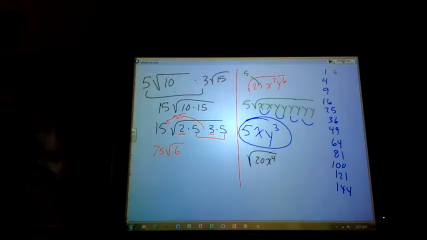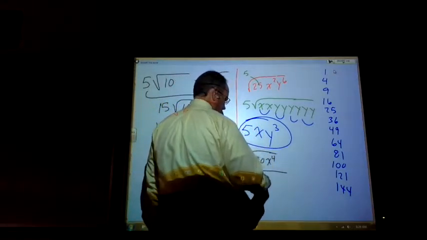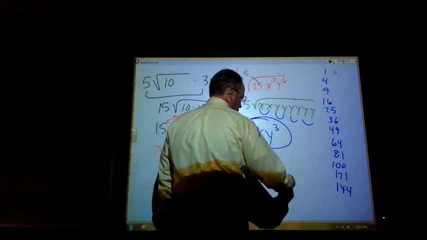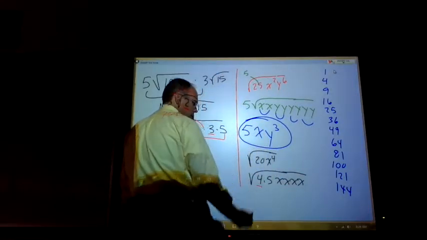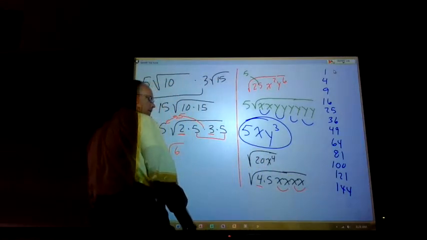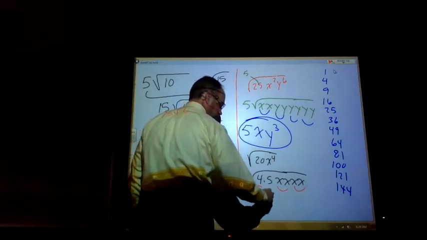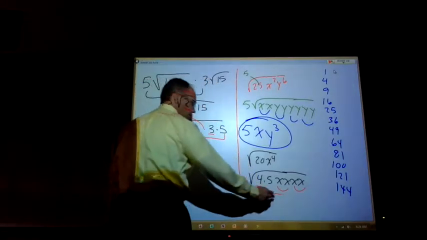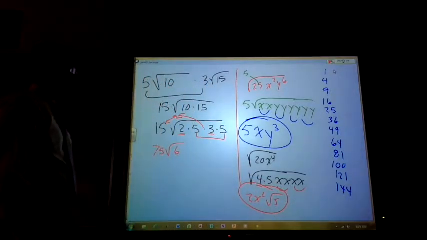Let's see. Can we break 20 down into a perfect square and some other number? What do you think? I think we would do 4 and 5? 5, 4? I like it. And then 1, 2, 3, and 4. Okay. Square root of this is? 2. What's outside now? So 2x squared. What's inside? 5. Cool.